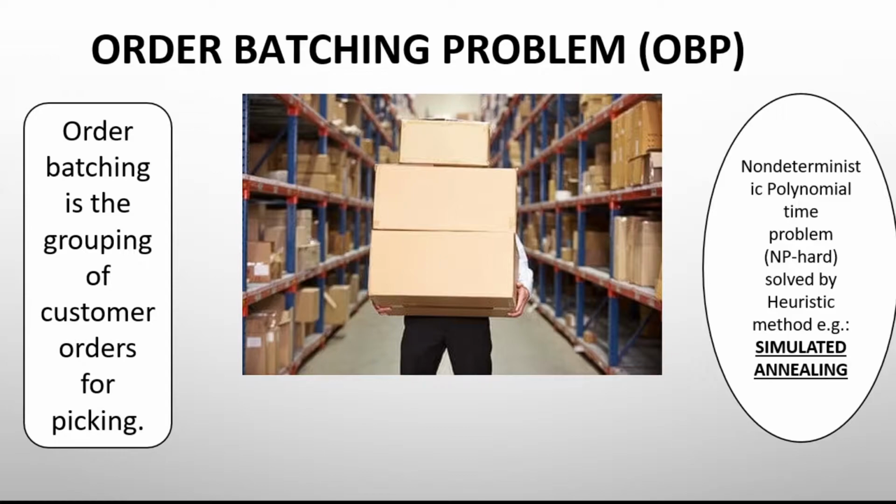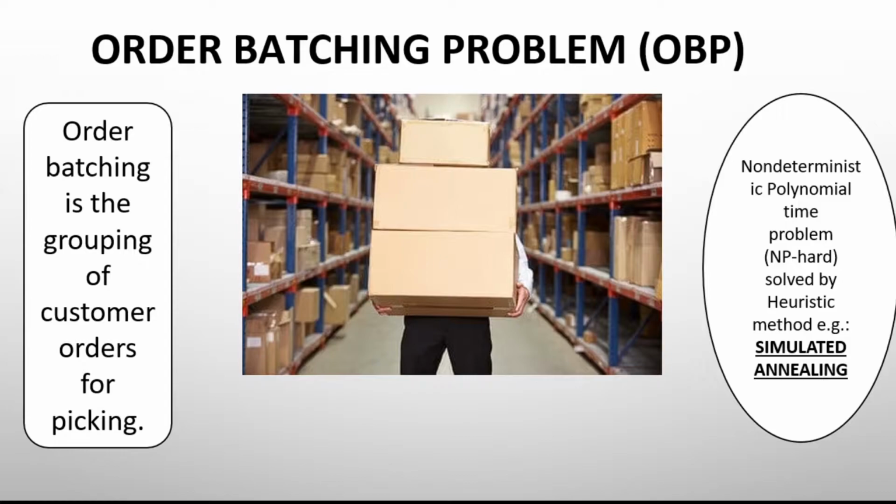Order batching is the grouping of customer orders for the picking process. When the orders are batched, the pickers are able to pick up items from multiple orders in one trip. By picking up several orders in a single batch, they can save time without going back to the same area to retrieve it again. The order batching problem, or OBP, aims to optimize the order to batch assignments so that it is able to reduce traveling path and time.